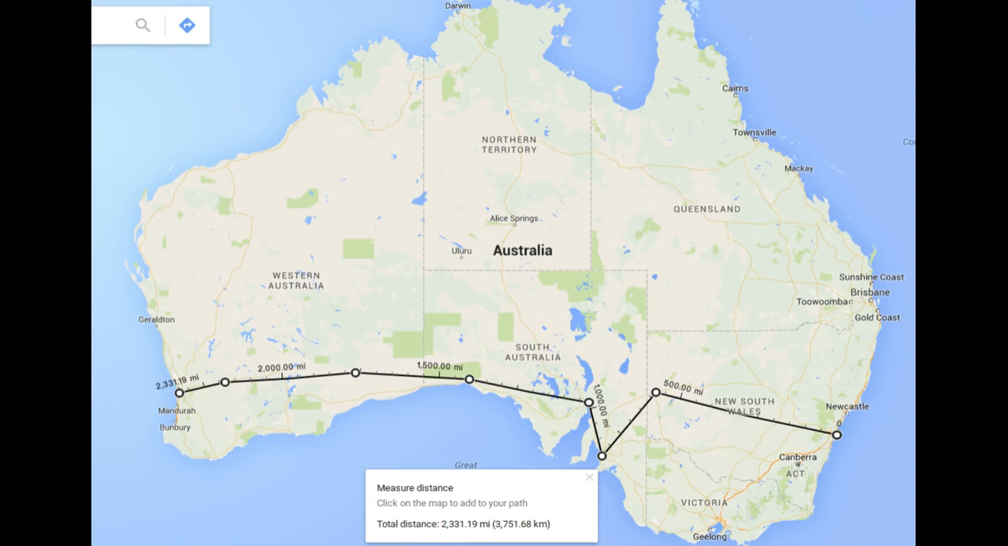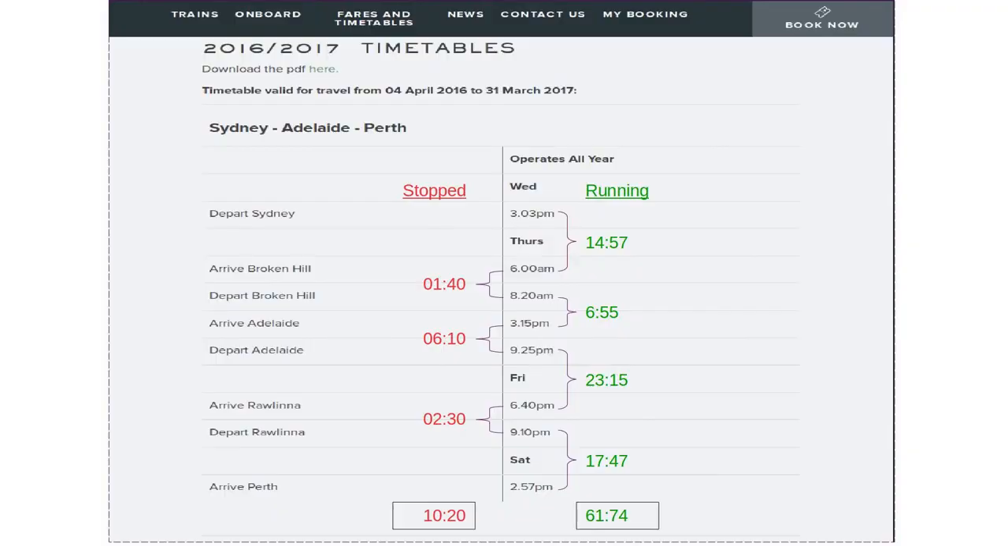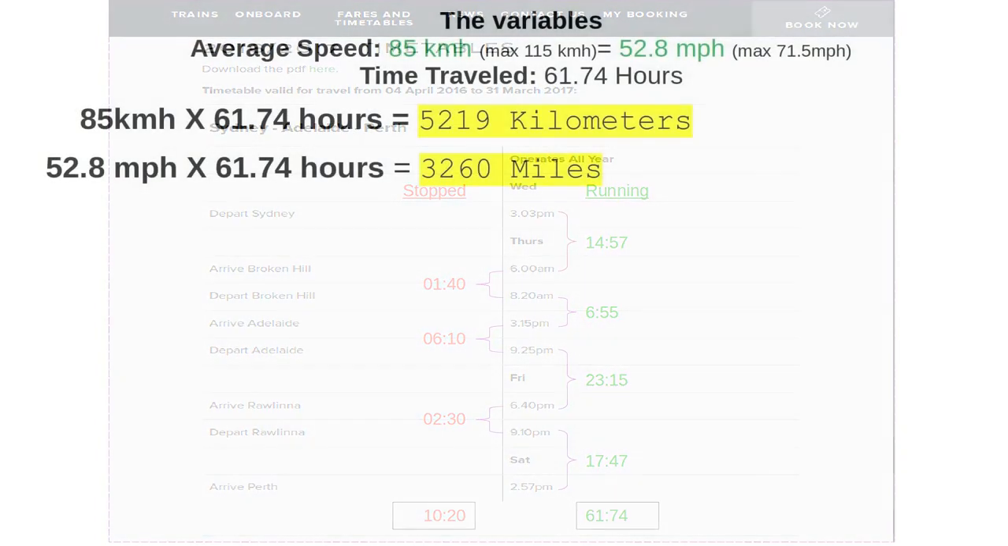So now let's see where it all comes out. So I started off by verifying the actual travel time. And looking at their timetables, I was able to figure out the departure and arrival times for each location. And then you just add it up. So it came out that there's a total of 10 hours and 20 minutes of dead time being stopped, and 61.74 hours of actual travel time from departure to arrival, and vice versa.